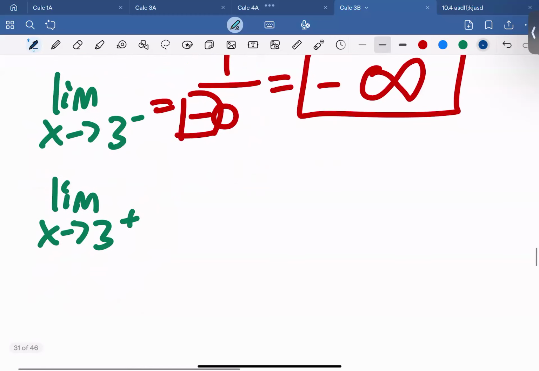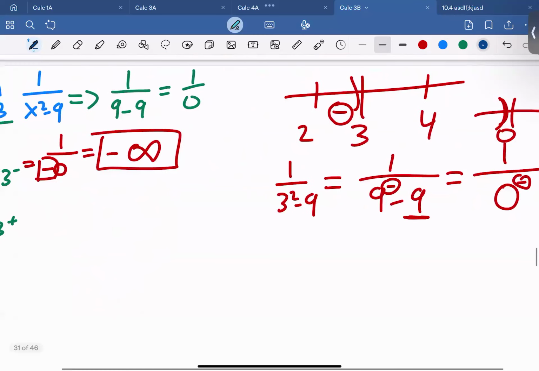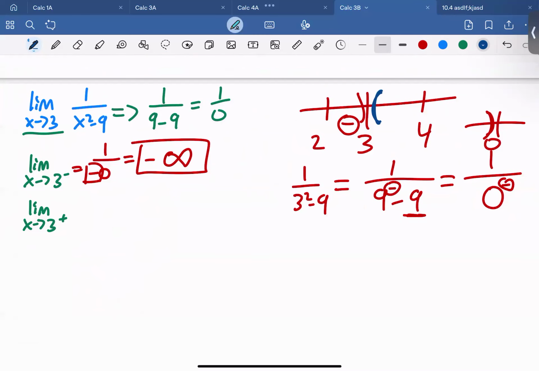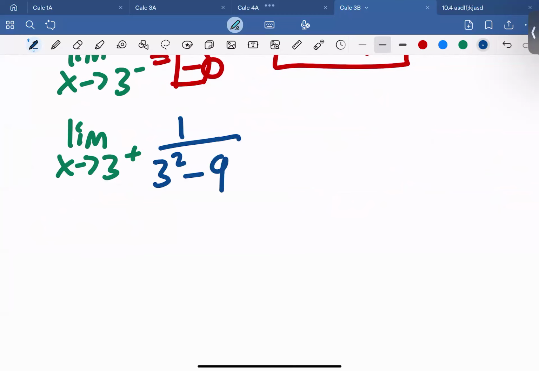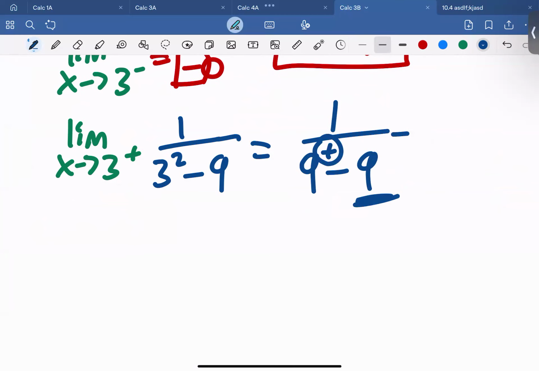Okay. Now, if we do the right hand, that would be on this side, the right side of 3, right? Plugging it in, it's the same train of thought. If I have a 3, but just a little bit bigger, and I square that guy, I would get a 9 that's just a little bit bigger than a regular 9. And then if I subtract a whole 9, you would end up at 0, but on what side?